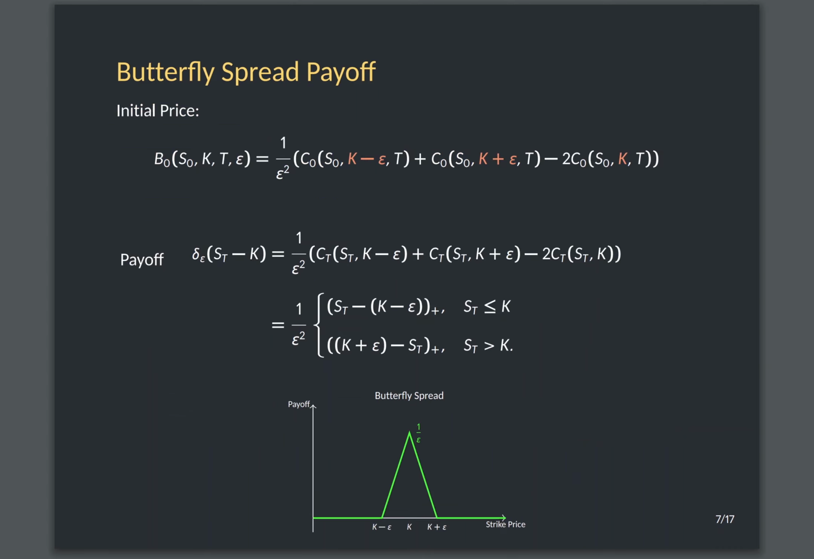The initial price of a butterfly spread is a scaling factor multiplied by the prices of our 2 long positions in calls at K minus epsilon and K plus epsilon, minus twice the price of our long position in the call at strike price K. Using the final price of a call option, we see that the payoff of our butterfly spread is similarly the scaled final price of the different calls. This yields the following payoff function.